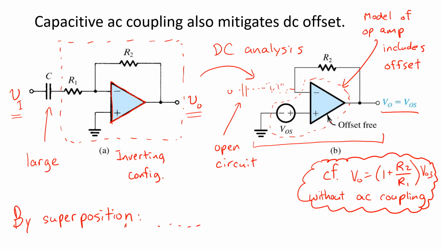If we need to amplify DC signals, then we can't use AC coupling because remember that at DC, the capacitor is always an open circuit. And remember, the reduction in DC offset due to the AC coupling is especially significant when we have a large ratio R2 over R1, or a high gain from the configuration.